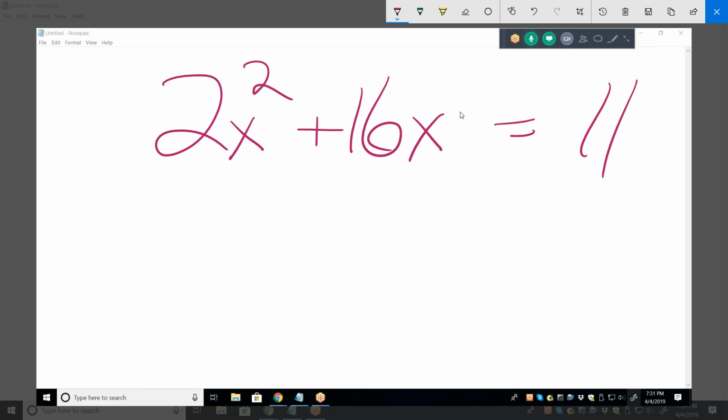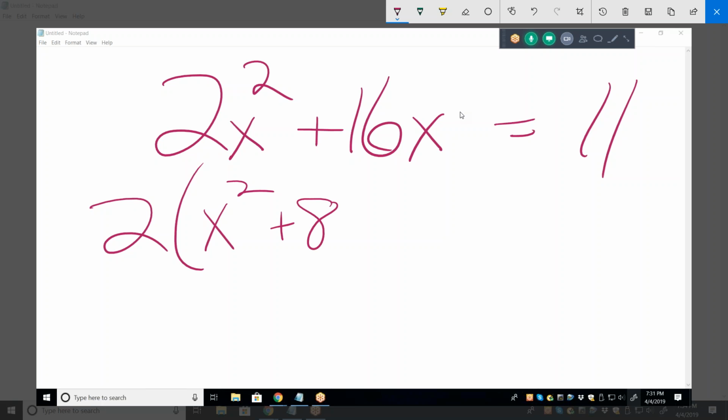Solve this by completing the square. Okay, so I would first divide everything, or divide 2x and 16x by 2. Yeah, it's not obvious, but you cannot complete the square until that x squared term has a 1 in front of it. That's the rules. You just can't do it.